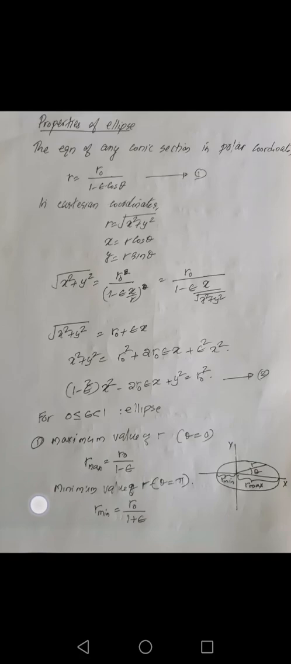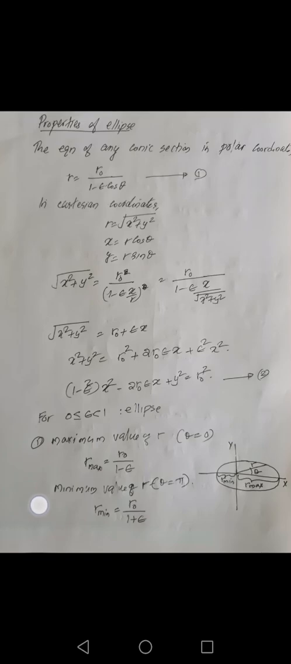For a value of epsilon between 0 and 1, it is an ellipse. Remember, epsilon equal to 0 is a special kind of ellipse that we call a circle. So a circle is a special kind of ellipse, that means an ellipse with one focus.